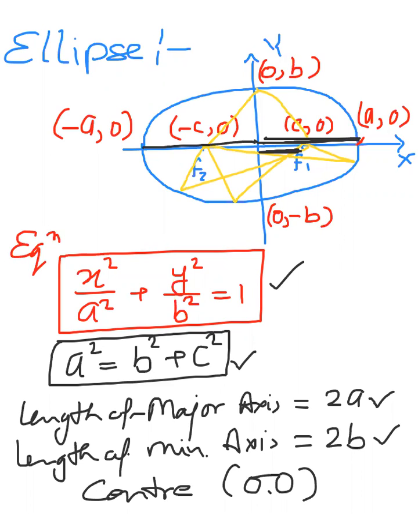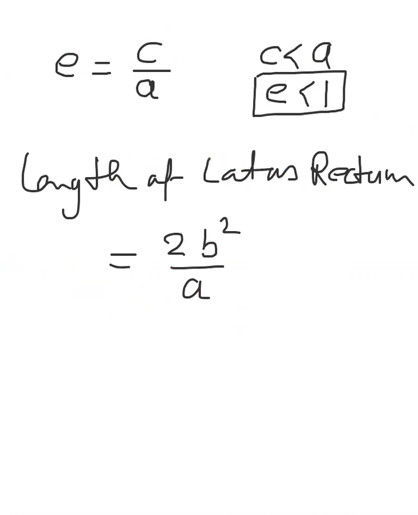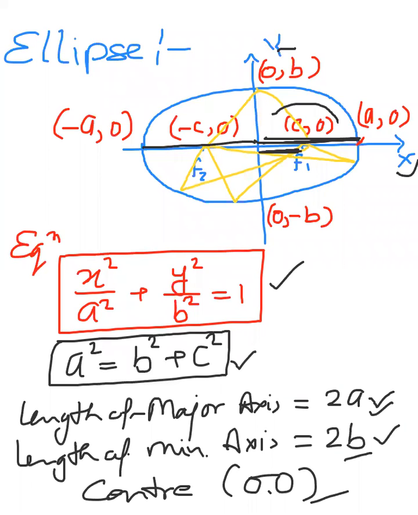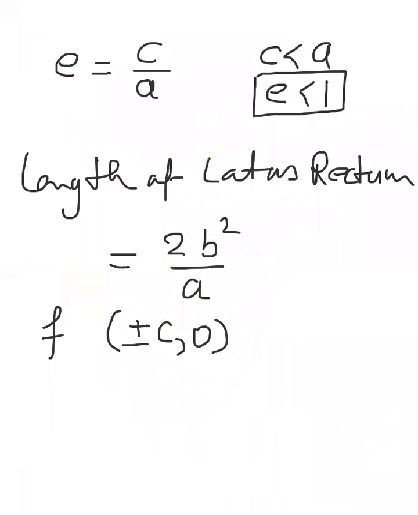Center, that is 0, 0. Major axis for this is the x-axis and the length of the major axis is 2a. Minor axis is the y-axis and the length of the minor axis is 2b. Focus coordinates: the focus has coordinates plus minus c, 0. This is one focus coordinate and this is the other. So hope you have got the focus coordinates.